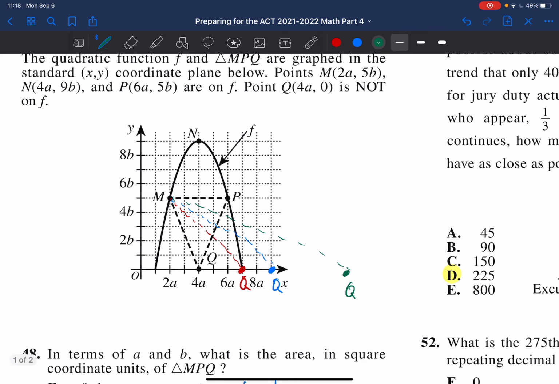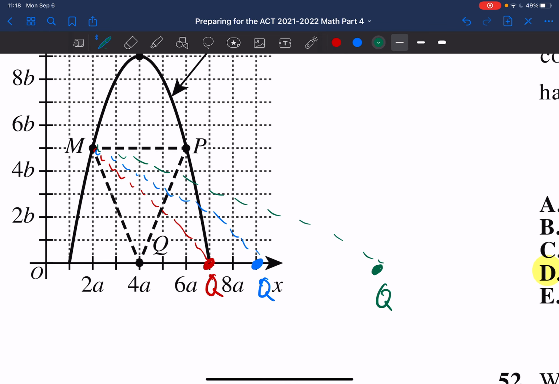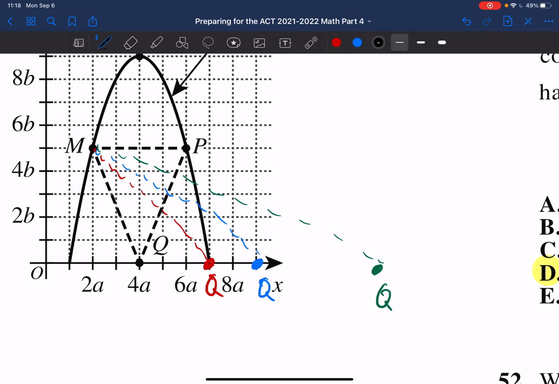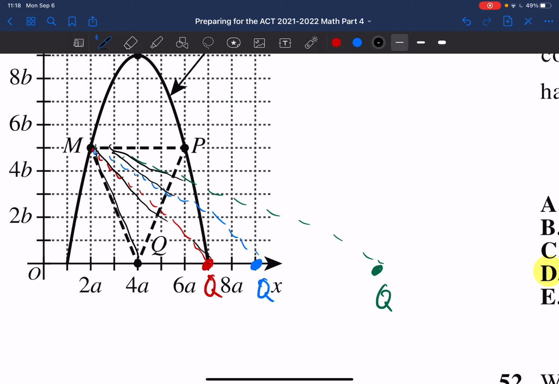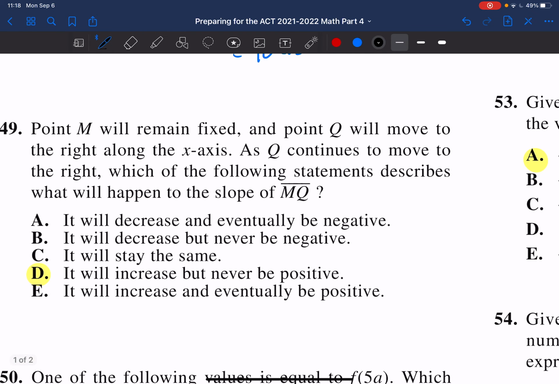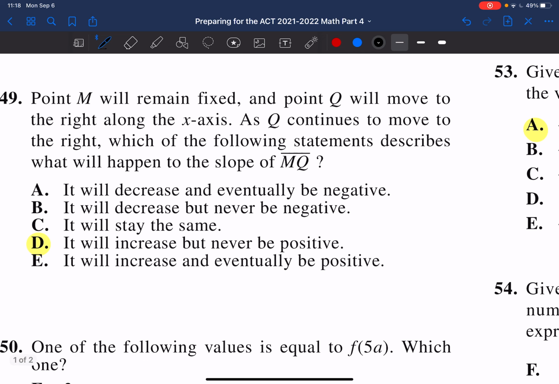So we want to look at the slopes of these lines because that's what's being asked of us. The slope of this line starts here, it's negative. Now here in red, here in blue, and here in green, it is still negative, but is becoming closer and closer to horizontal, meaning it's closer and closer to 0. Now the point Q is always going to be lower than M, which means the line is always going to be going down, even as it flattens out. So that tells us something. That means it is getting closer to 0, but it will never be positive.